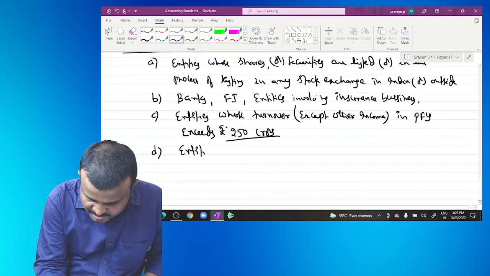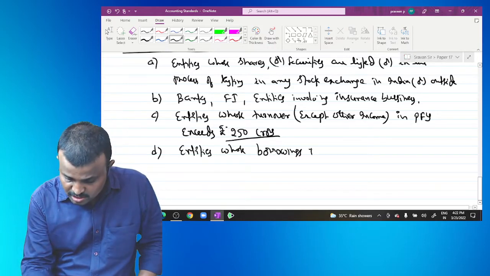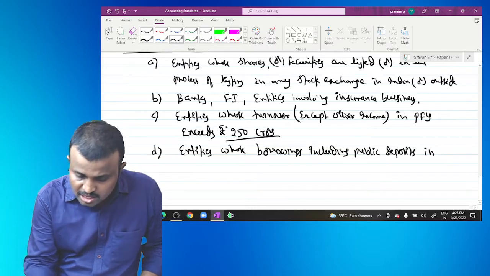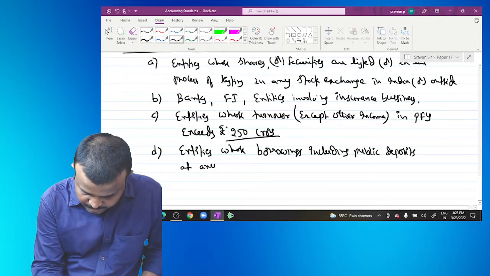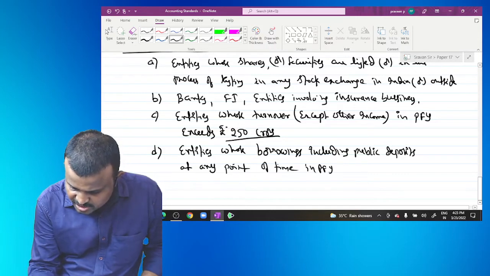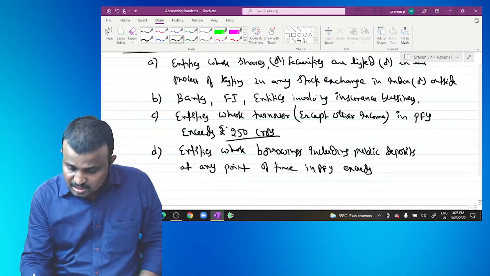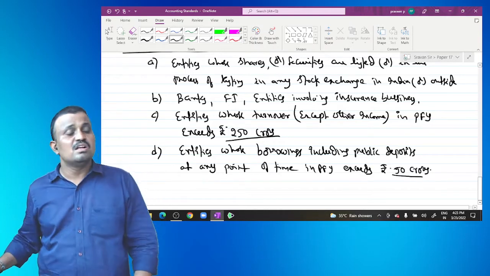And entities whose borrowings, including public deposits, at any point of time in the preceding financial year, exceed 50 crore. So what is that meaning?